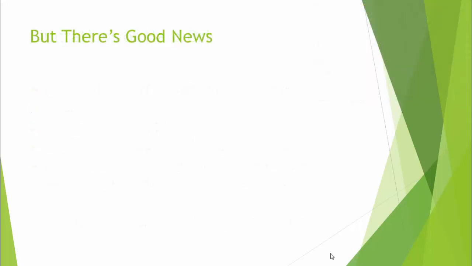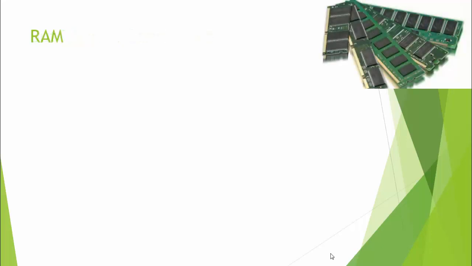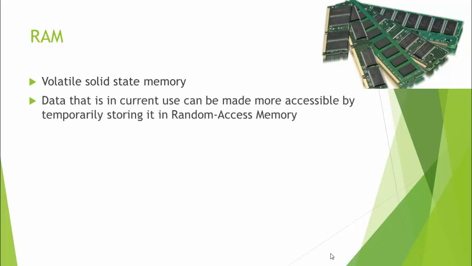However, there's good news. So there are other ways to store information, and one of these is RAM. Now, RAM is different from a hard drive. It's volatile, solid-state memory. So almost every aspect of this is different from a hard drive. So, when we store data on RAM, we don't store it on a spinning disk. We don't need an actuator arm. But it's temporary storage.